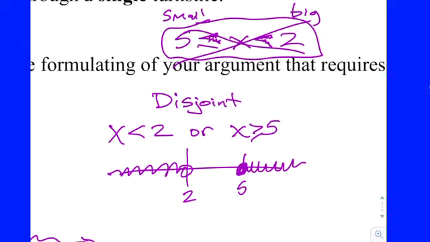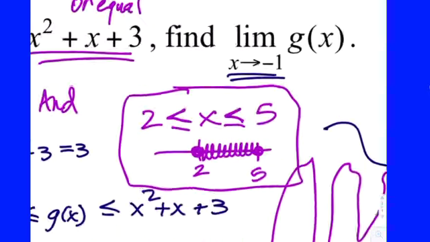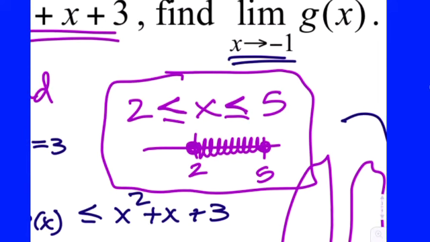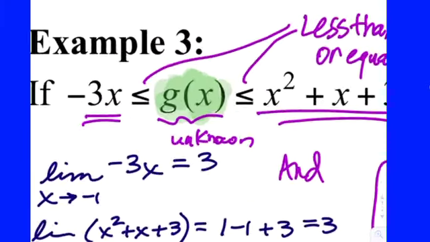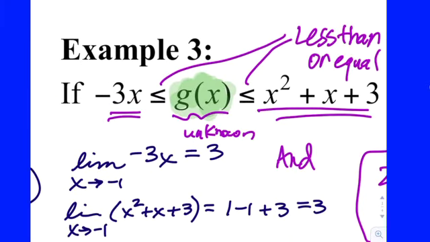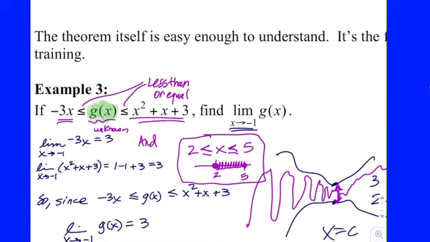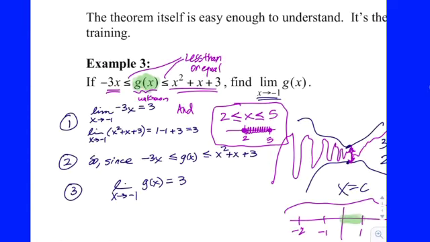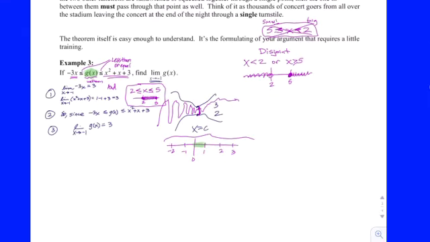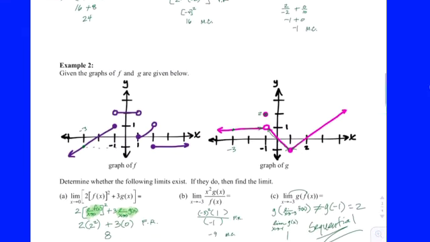So you've got the disjoint case, which is two separate statements, and then you've got the compound inequality, small less than or equal to x less than or equal to big. Okay, and that's the AND case. So that's the giveaway here. You have g of x sandwiched between two functions, and you're looking for the limit of the unknown function. Okay, Squeeze theorem. All right, that's it. That's all I've got. Any questions on this section? It's pretty easy.